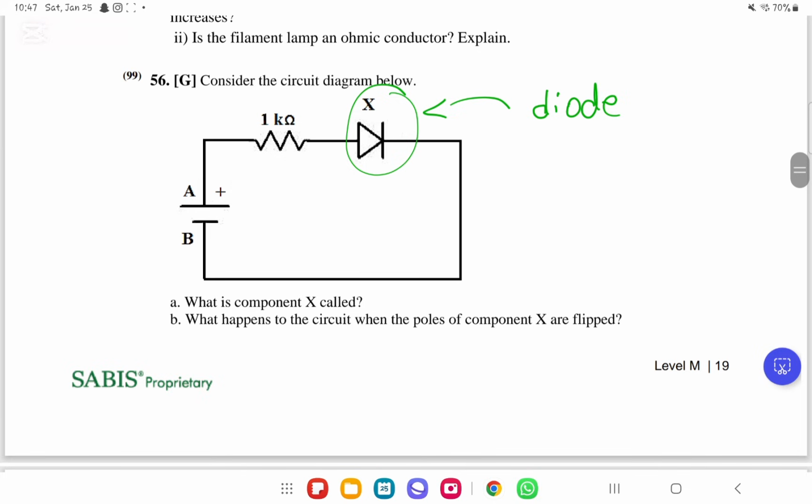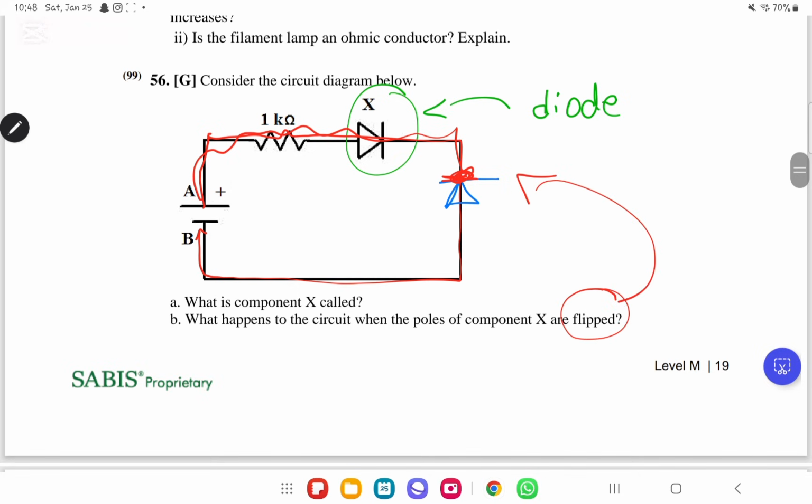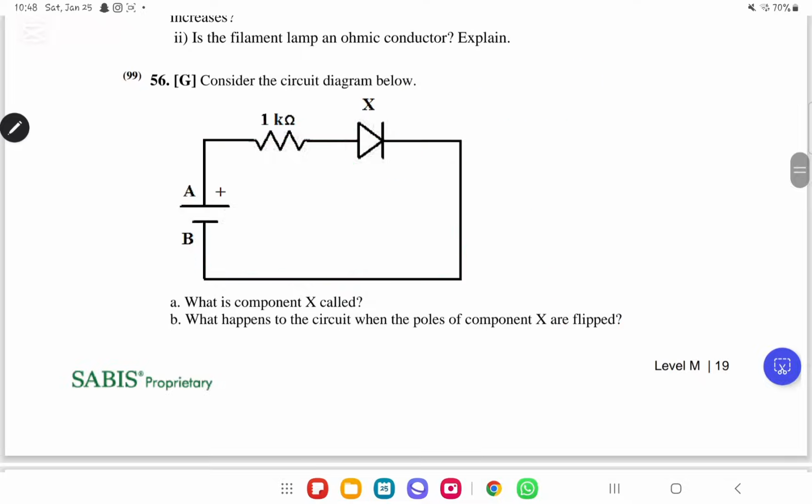Now, look how I think of this, okay? If you get confused about this in the exam, you know that the current flows from where? From the positive side all the way to the negative side. So if you're going to flip the diode, and let's say you put it like this, okay? The current, which is going like this, is going to be blocked from here. So it's not going to be able to pass. Okay, so very simply, if you flip it, then the current will stop flowing in the circuit.